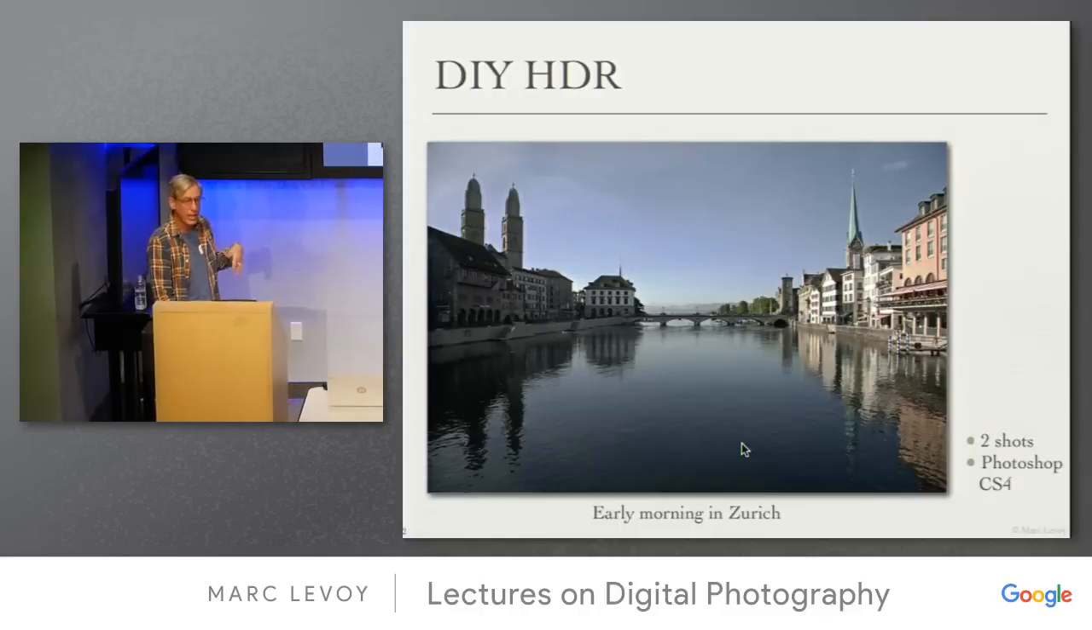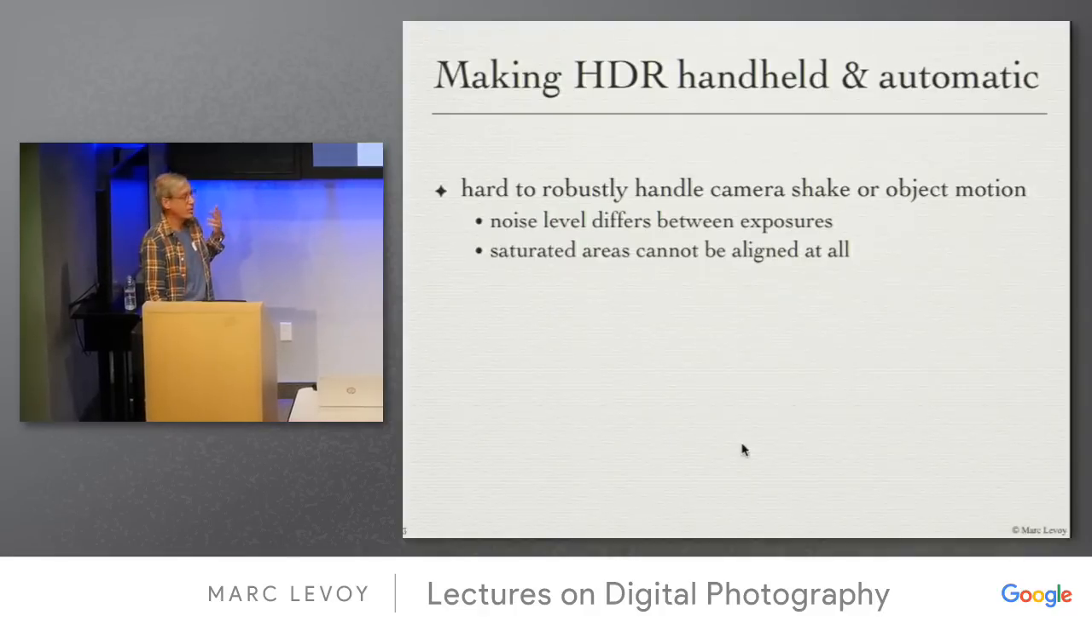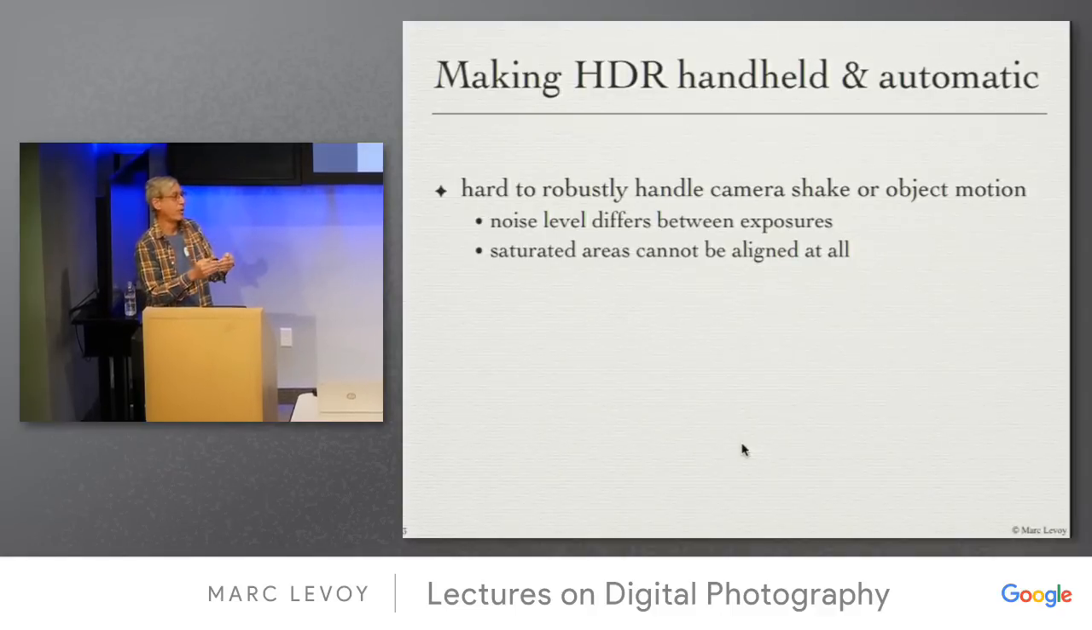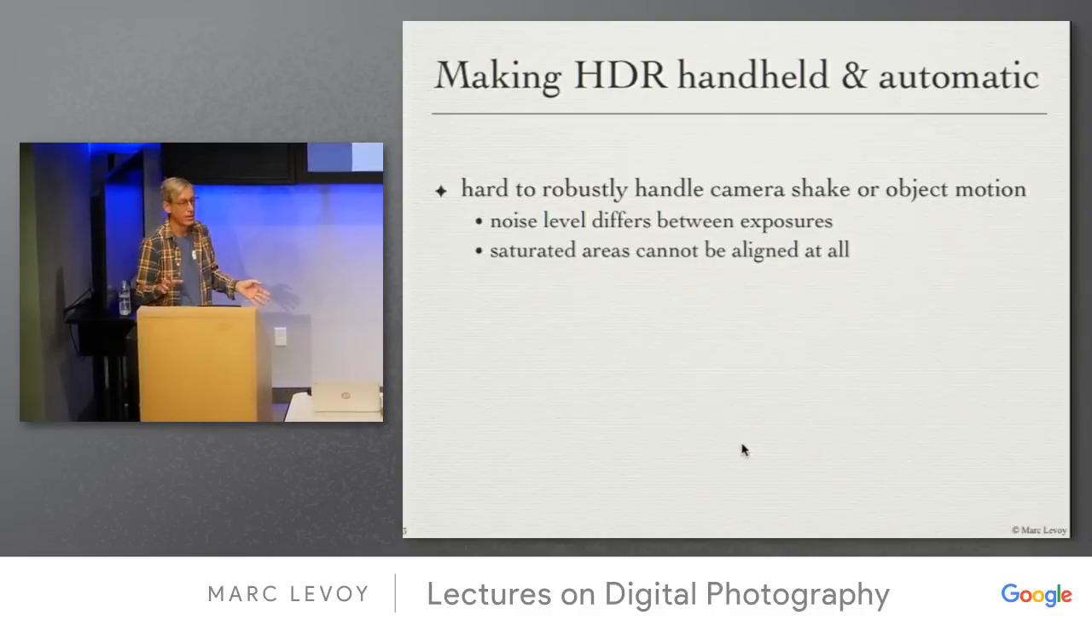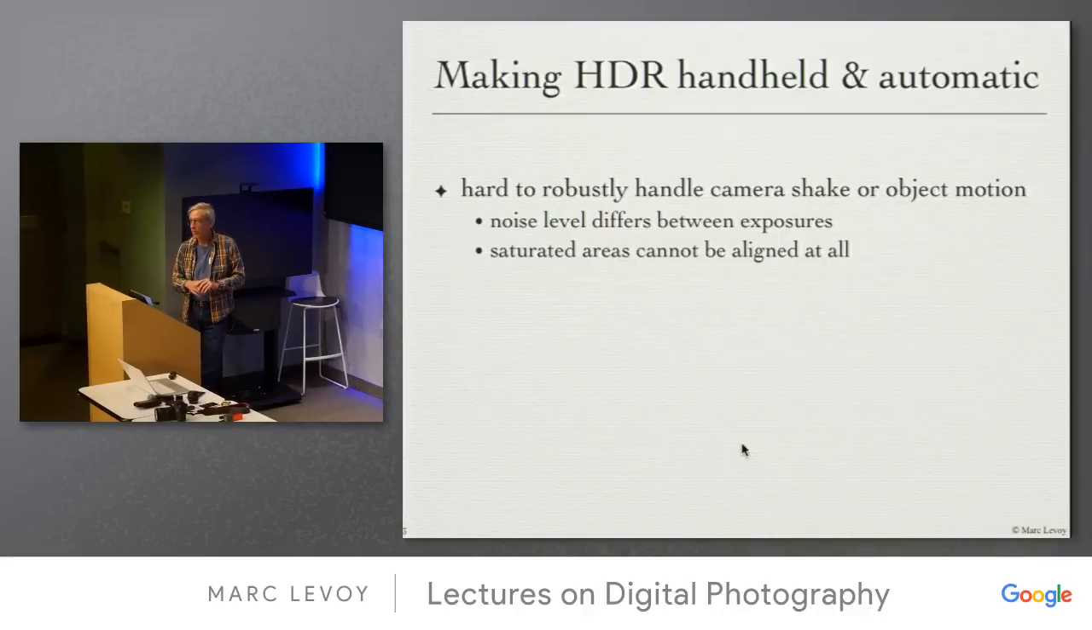The problem with making this kind of automatic and handheld for consumers is that it's hard to robustly handle camera shake because you've got to align stuff. And the amount of noise changes as you change the exposure time, as the applet showed you. So things don't look quite the same, and your alignment might fail. If objects move, your alignment can fail. If the camera moves, the alignment can fail. If one of the exposures is so long that parts of the scene saturate, meaning the pixels just turn white, then there are no features there, and you can't align it at all. So it's very hard to make that robust.